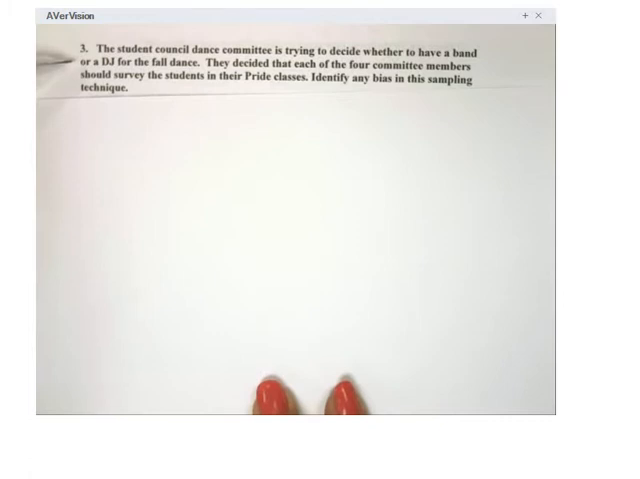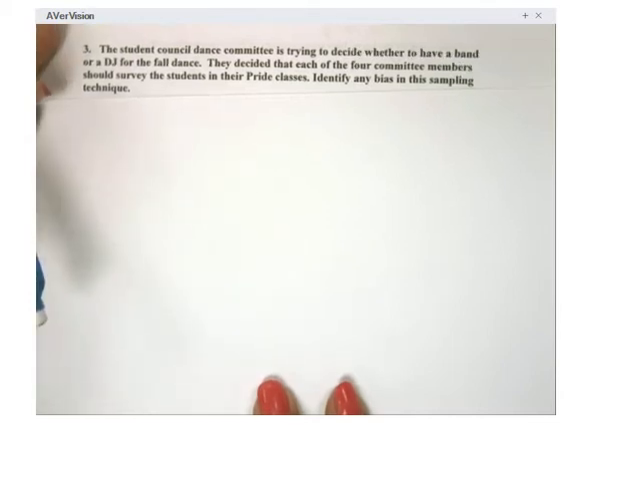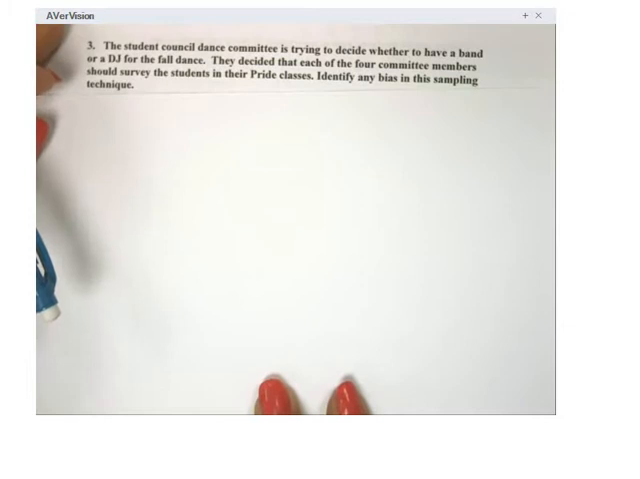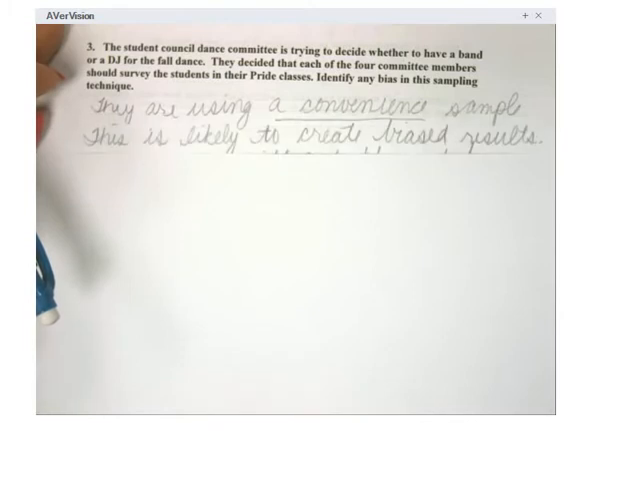The School Council Dance Committee is trying to decide whether to have a band or a DJ for the fall dance. They decided that each of the four committee members should survey the students in their pride classes or in their seminar. Identify any type of bias in this selection scheme or this sampling technique. So each person is going to go to the seminar and ask their seminar people what they think. And at first you could look at that and think, well, I think that would be a good way to do it. Well, it depends on whether you want to be careful about bias or not.